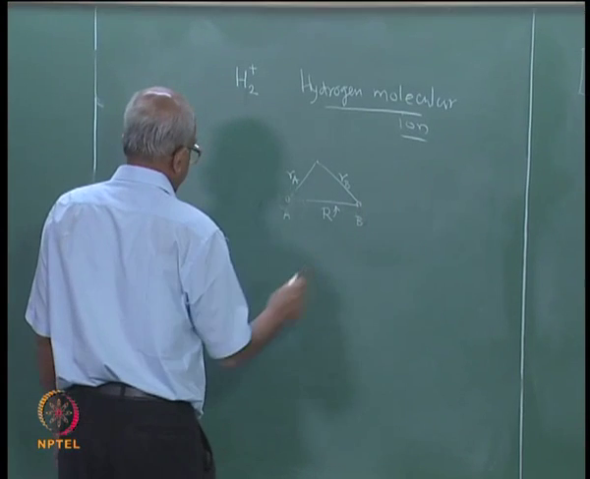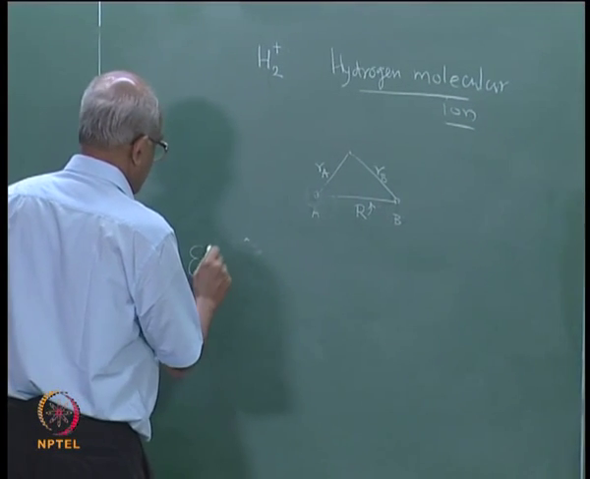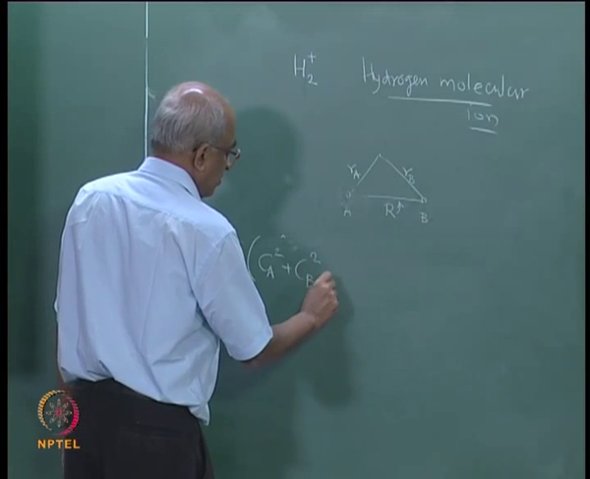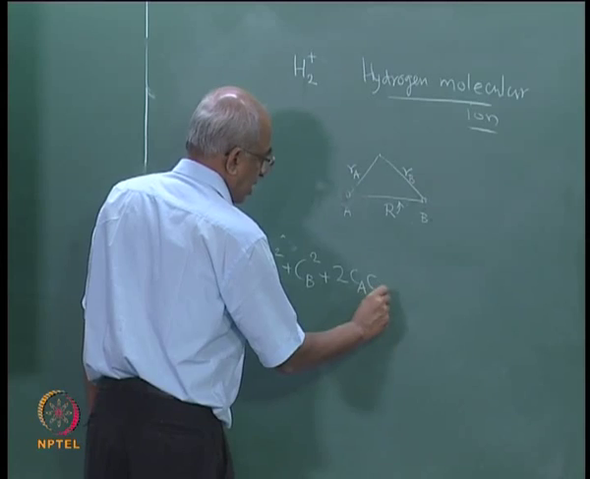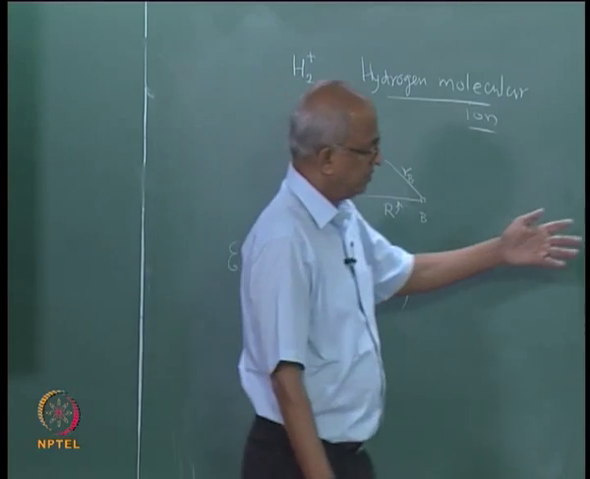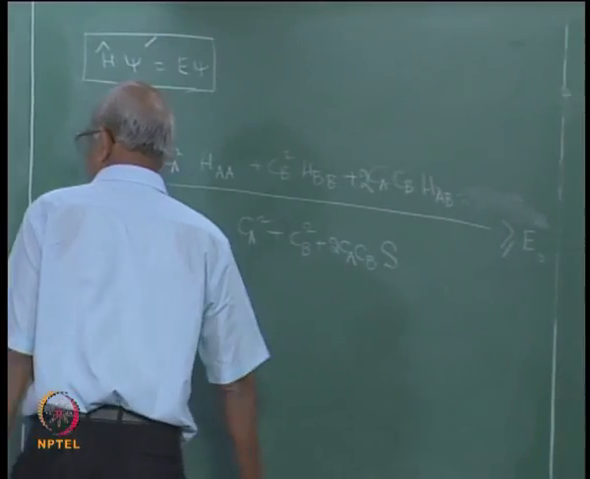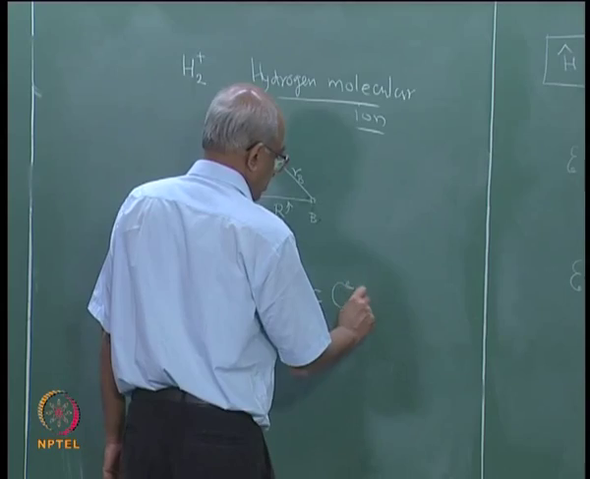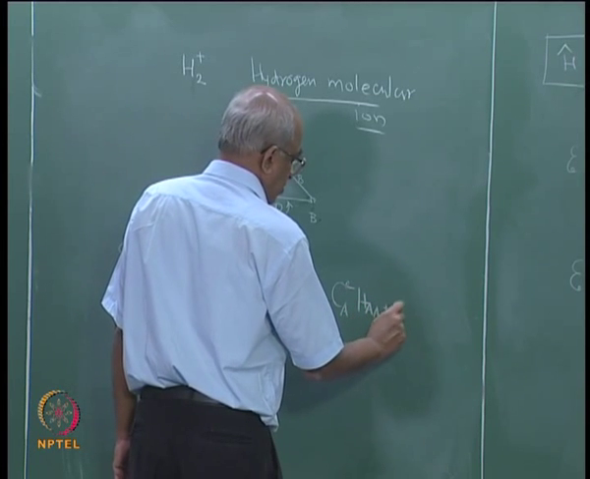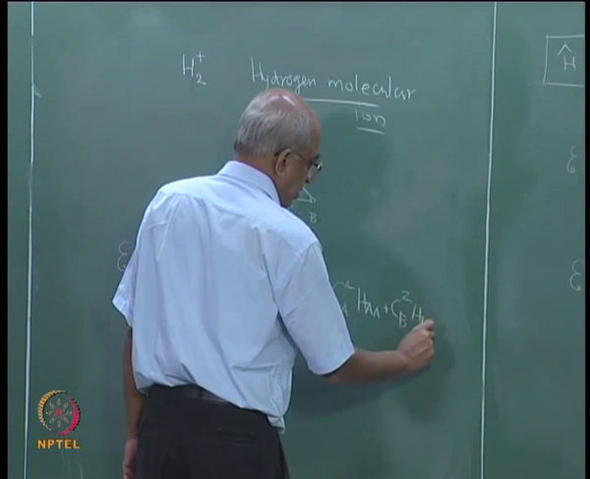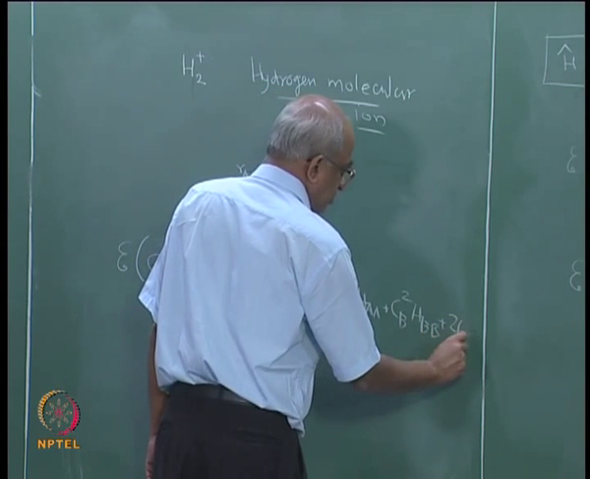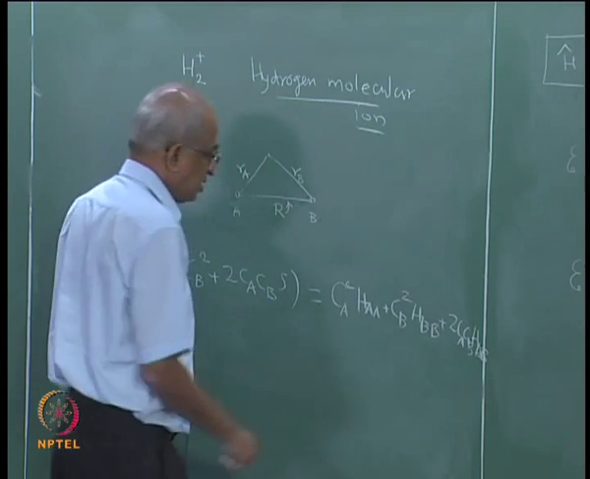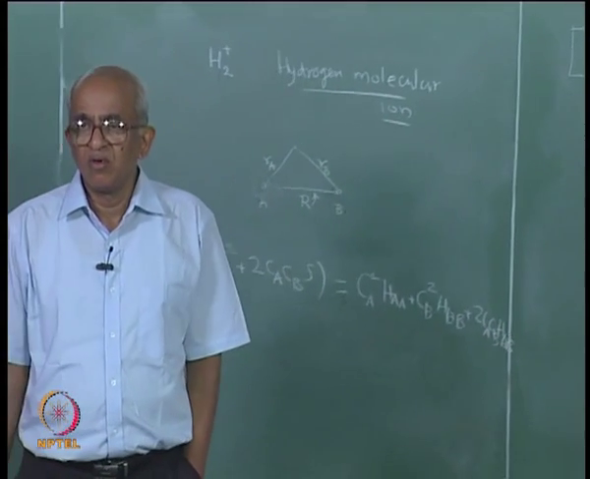I am going to write that equation as script E into C_A squared plus C_B squared plus 2 C_A C_B S, right. I am just multiplying throughout by this factor, is equal to C_A squared H_AA plus C_B squared H_BB plus 2 C_A C_B H_AB. That is what the right hand side is.